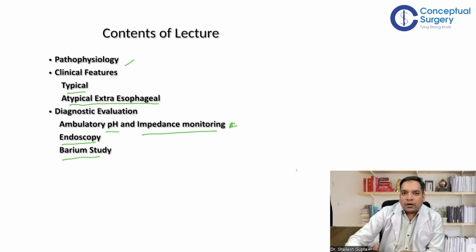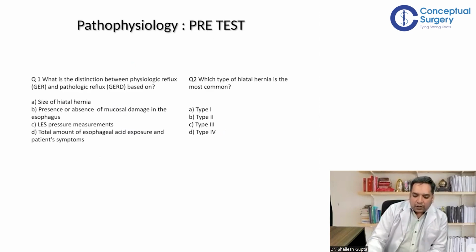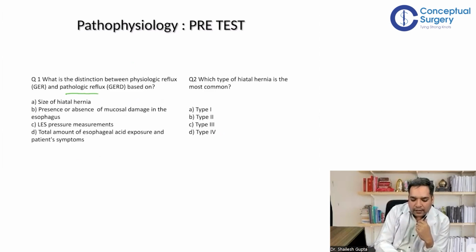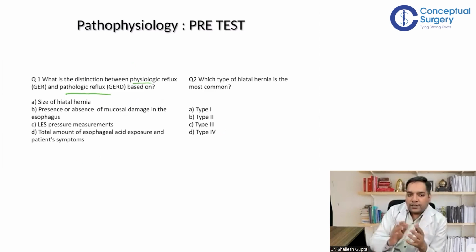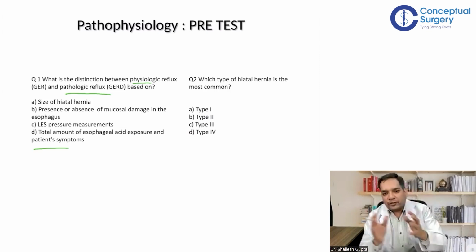So, starting the lecture, first is pathophysiology, right? These are the pre-test questions. What is the distinction between physiological reflux, that is GER, and pathological reflux, GERD, based on? How do we distinguish physiological from pathological reflux? It depends on the size of the hiatal hernia. It depends on the presence or absence of mucosal damage in the esophagus. Its difference lies in the LES pressure measurement or total amount of esophageal acid exposure. Patient symptoms give a difference between physiological and pathological reflux.